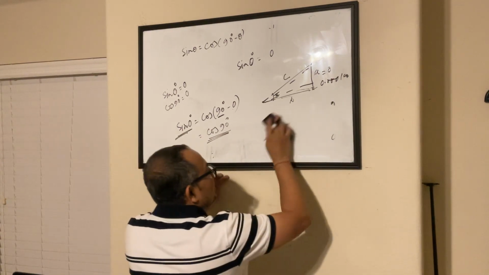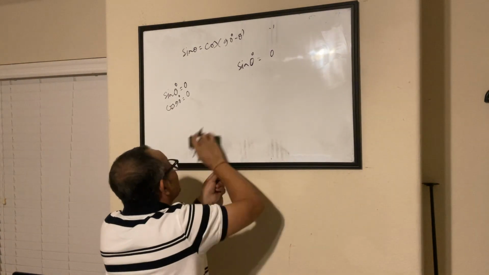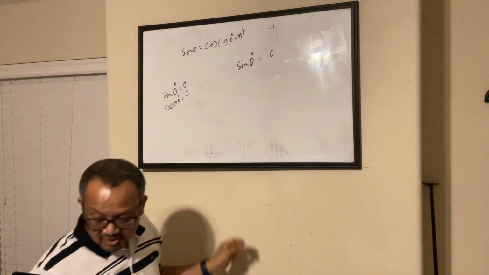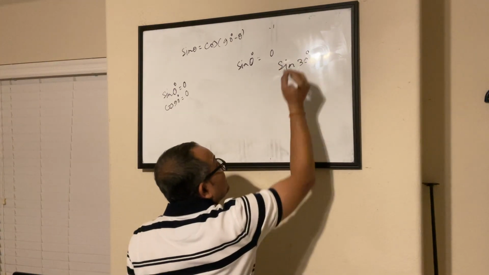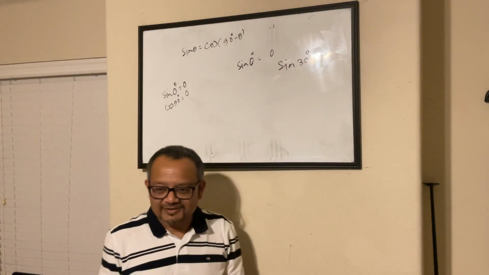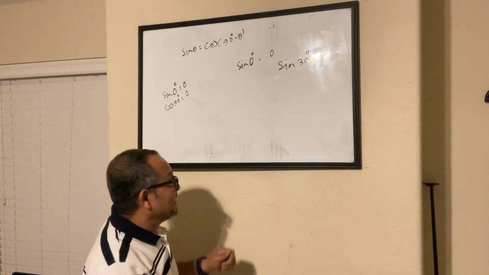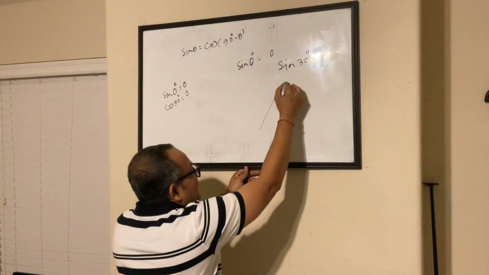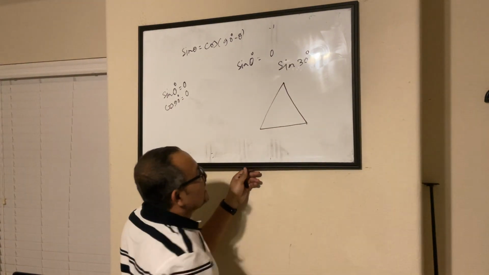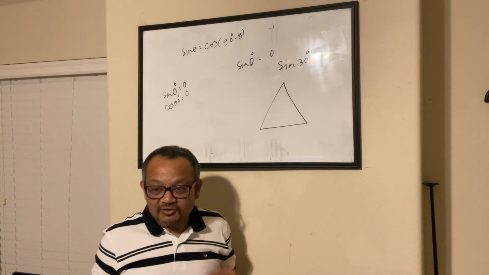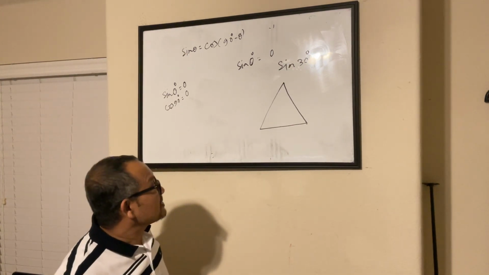If I say, what is the value of sine 30 degree? Do you guys remember how much it is? Sine 30 degree. 1/2. How? When I say how, I'm just trying to find out how somebody found that out, or how it was derived.